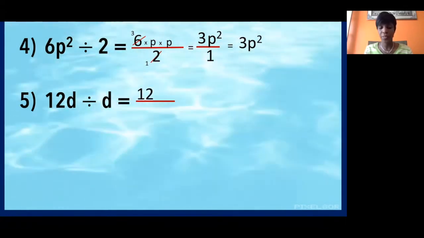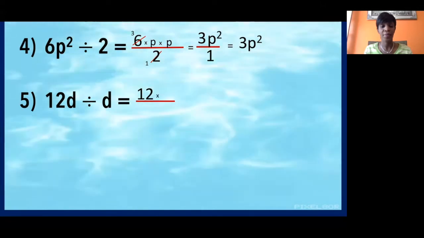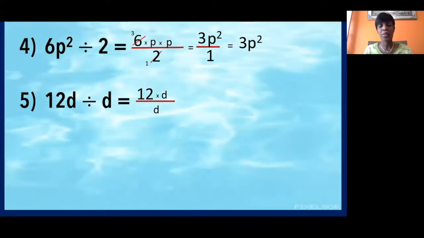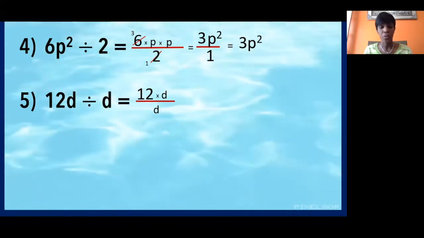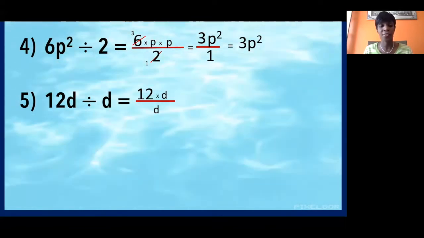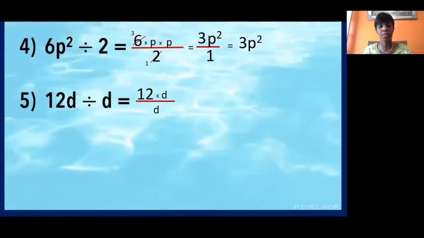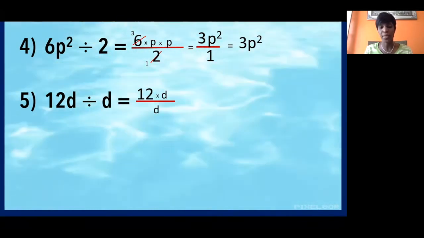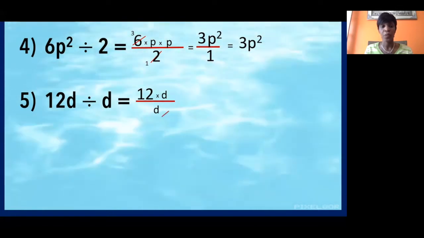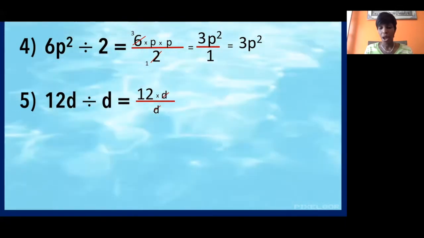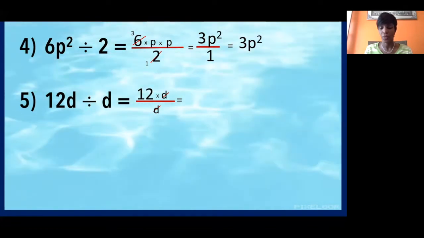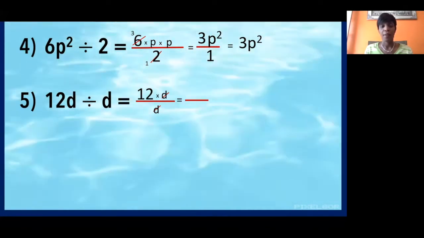And then it's 12D, which means 12 times D. And at the bottom, we have D. Now, when we look at this, what can cancel out? We have to cancel things that are the same. Do we have any whole numbers at the bottom? No, we don't. So we only have D at the top and D at the bottom, so we can cancel those out, D with D. And what is left? Let's look at our answer. So when I cancel out D with D, what is left? We have 12 left.